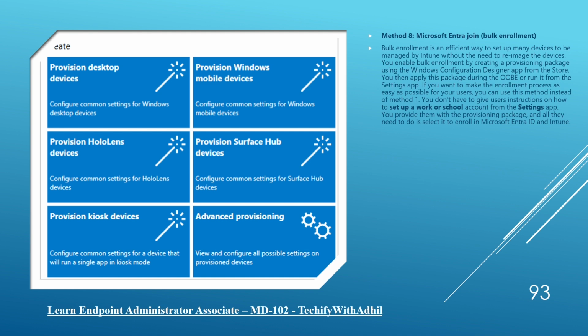This method can replace method 1, but this one is a bulk enrollment. It's very similar to method 1, just that it can skip all the initial setup settings. We don't need to provide instructions to the user. The user just needs to select it to enroll in Microsoft Entra ID and Intune, and once that's done, the rest is taken care of by the system. So this is the 8th method. We can use all these 8 methods to enroll Windows devices to Intune or Entra ID to manage them.